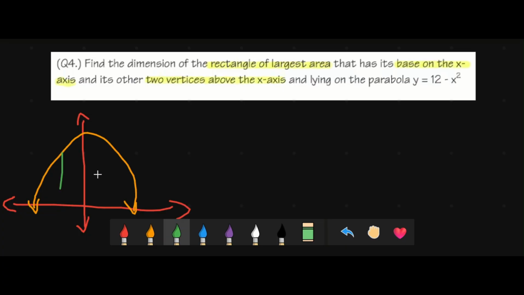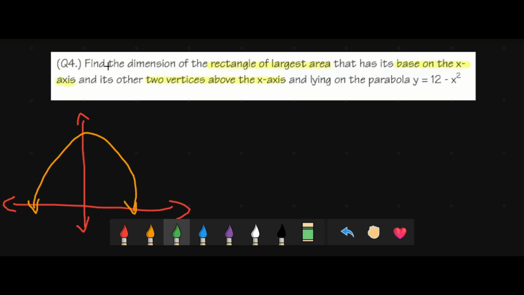So there's a rectangle and it has its base on the x-axis and its other two vertices above the x-axis lying on the parabola 12 minus x squared. Such a rectangle exists. So it could be a rectangle like this, or maybe like this. But we're trying to find the one with the largest possible area. And if you're thinking it might be, say, a square, no, it's not. We haven't actually proven that yet, so we can't just say with all certainty it's a square and spoil that it's not. It's not a square.